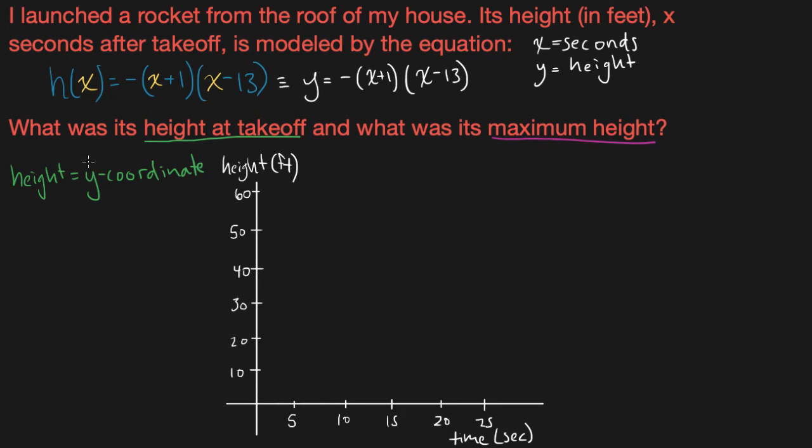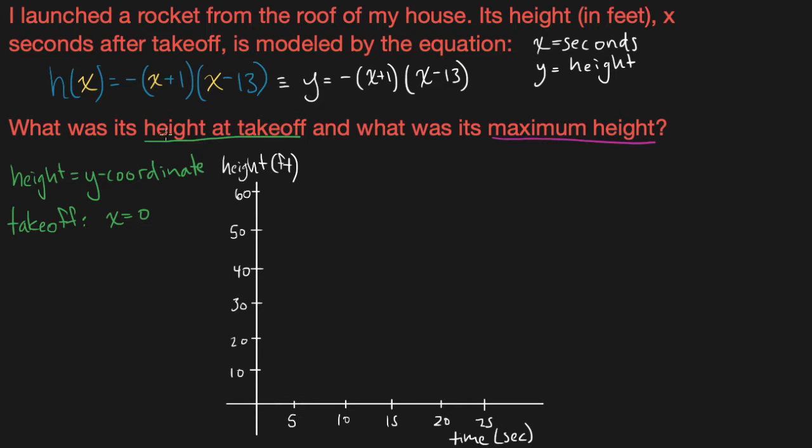So when did takeoff occur? What was the value of x at takeoff? Well, the value for x at takeoff was 0, because 0 seconds is when the rocket launch began. And so we can write that takeoff corresponds to x being equal to 0, because that's the point at which the rocket launch started. So we know that takeoff is when x is equal to 0.